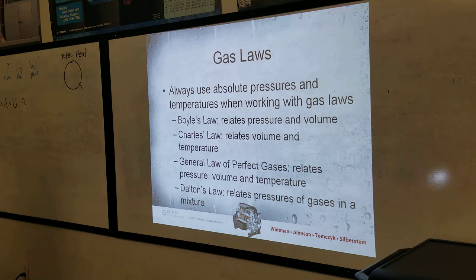Alright, so you guys are gonna need to know these gas laws and the difference between all three of them, okay?